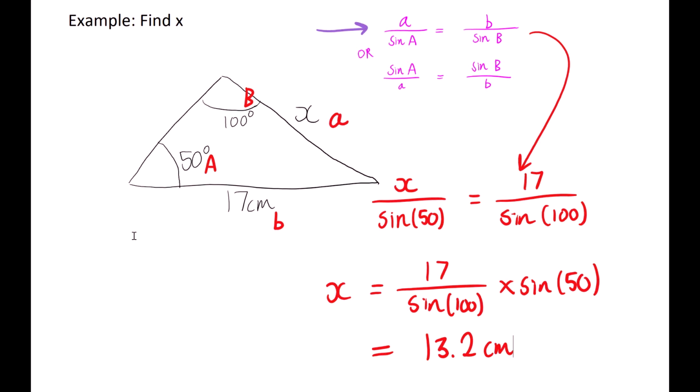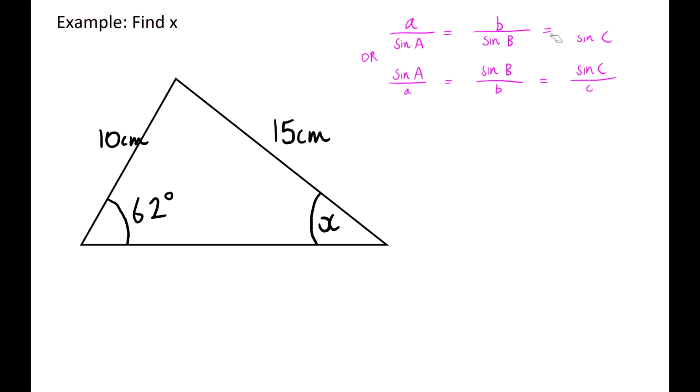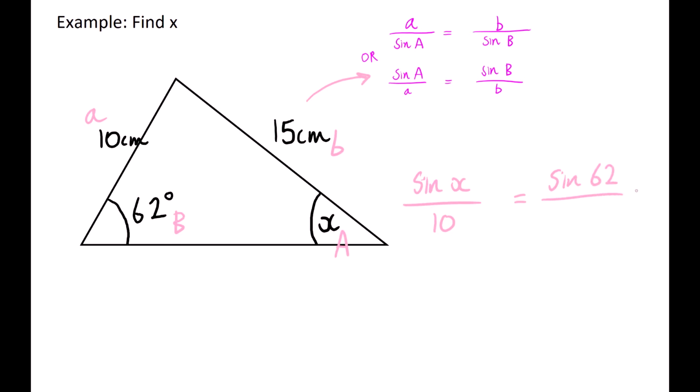Okay, I'll go through another example. That'll be the same idea, except here I'm finding an angle. Again, we only need two of these equations. We don't really care about the c over sine C. And because I'm finding an angle, I'm going to want to use this lower equation this time. So let's label our things again. I'll call x A again, which means this is lowercase a, this is capital B, and this is lowercase b. And let's just chuck them all into this equation. So sine A becomes sine x over a, so over 10. That's going to equal sine B, which is sine 62, divided by b, which is 15.